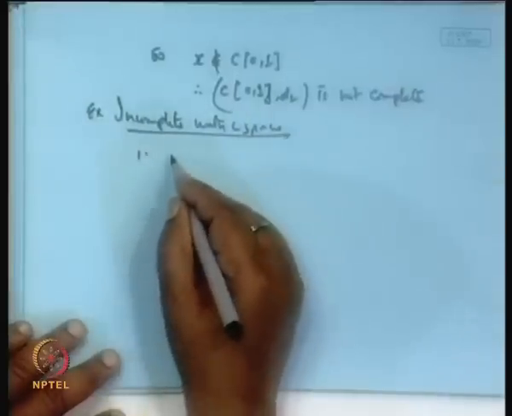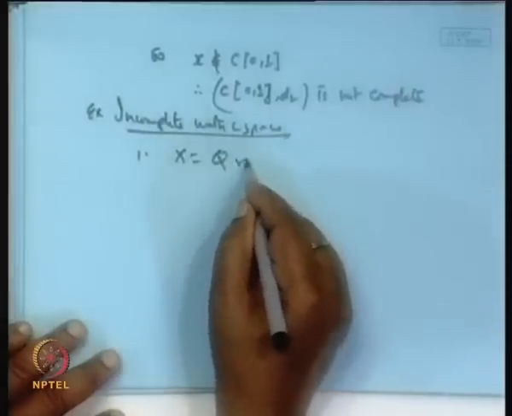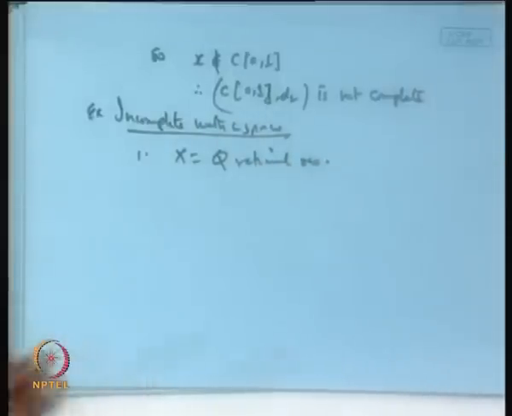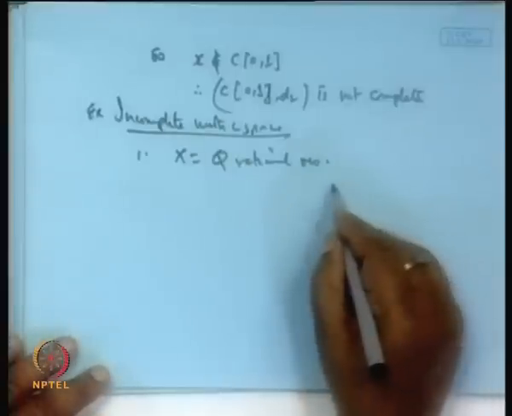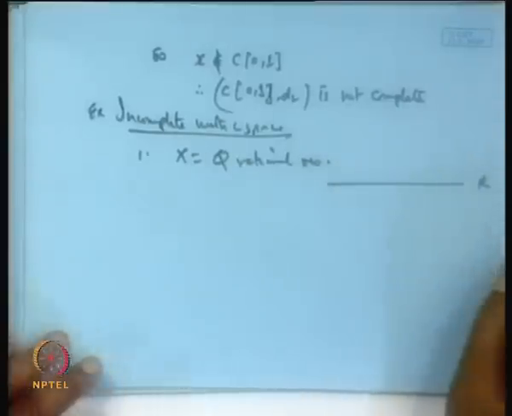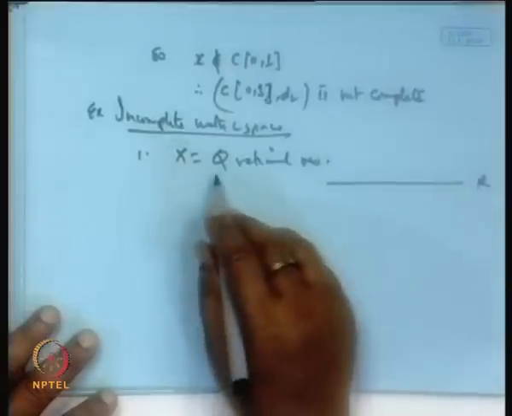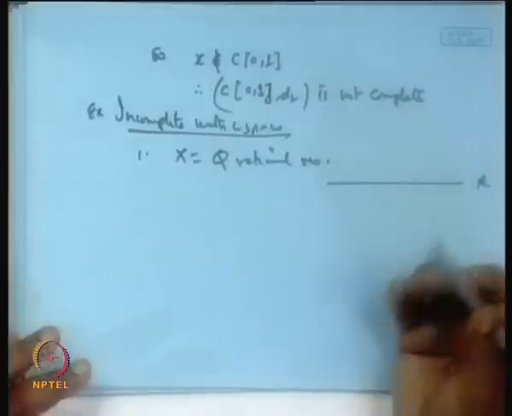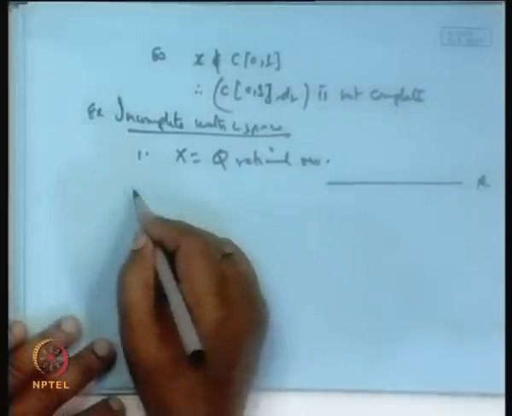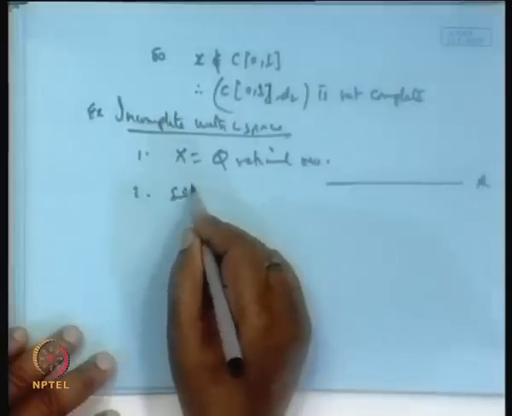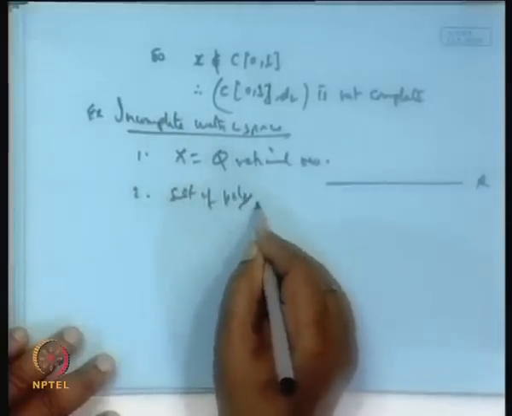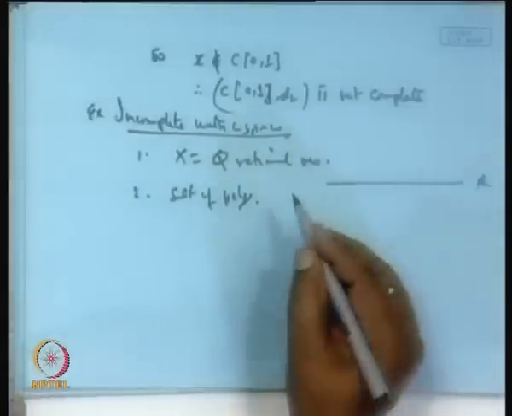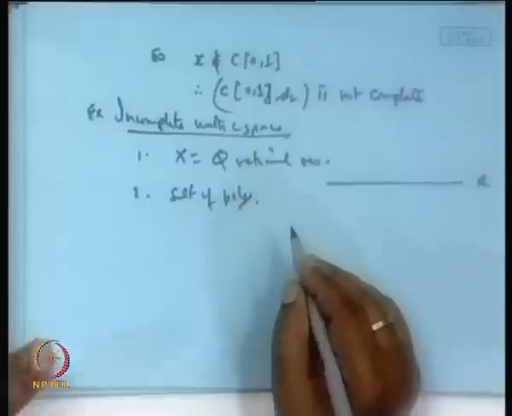Let me see incomplete metric spaces. The first one is the rational numbers. This is incomplete, okay, because you can find the real number r on the real line. If I take the limit of a sequence of rationals, it comes out to be real, which is not available. So, it is incomplete. Second example, set of all polynomials of degree say n. This is also incomplete. Why?